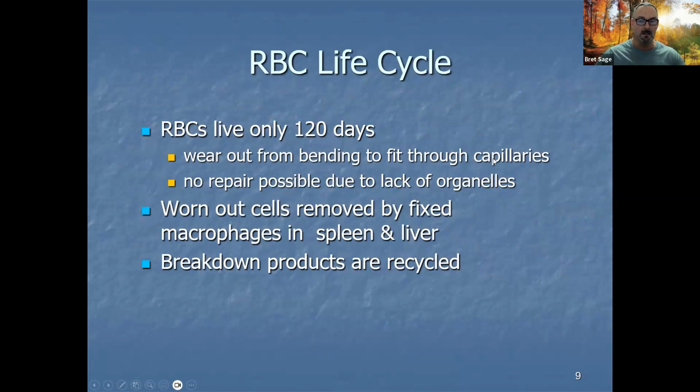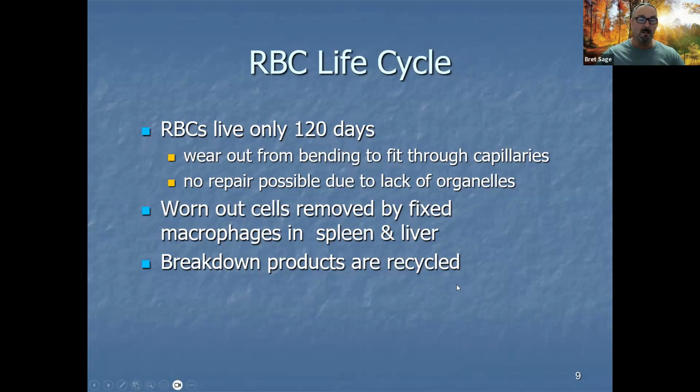And because red blood cells have no nucleus and repair mechanism, they have to be recycled out rather than repaired. Their worn out cells are removed by fixed macrophages, which are white blood cells, in the spleen and liver, which basically check red blood cells regularly. And if they seem damaged, they get pulled out, destroyed, and the chemicals within them get recycled.